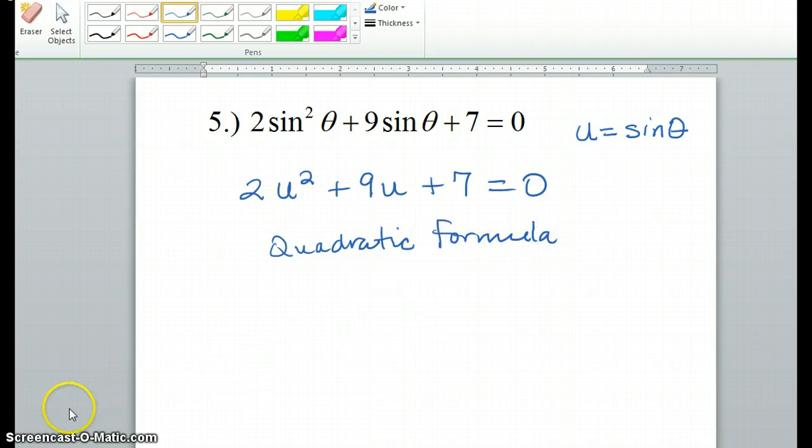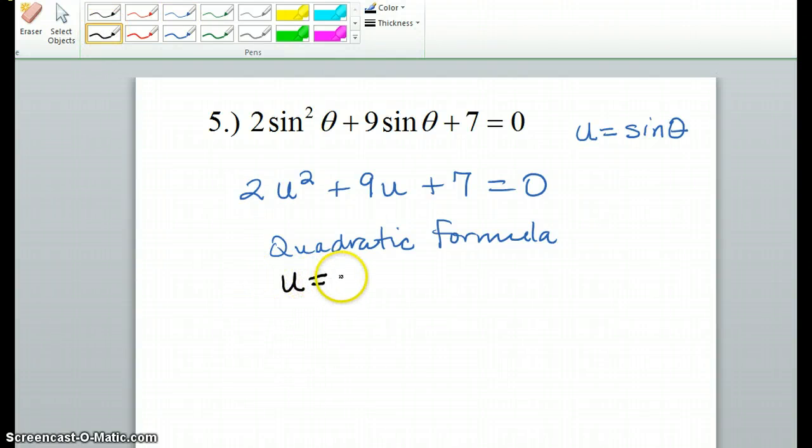Again, I'm going to pause and I'm going to solve it and just put the answers down. If you need help with using the quadratic formula, just let me know. But for now, I'm just going to pause. Okay, so the two answers that I got were u is equal to -1 and u is equal to -3.5. So hopefully you got those two.